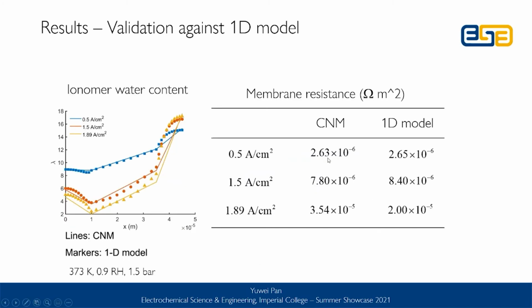This table shows the detailed values of the membrane resistance computed by the 2 different models. At both high and low current density, the computational node model predicts a similar membrane resistance to the 1D model, but at the limiting current, the membrane resistance of the computational node model is 75% higher compared to the 1D model, which is a major reason for this underestimated limiting current, and it is due to this faster dehydration of the ionomer.